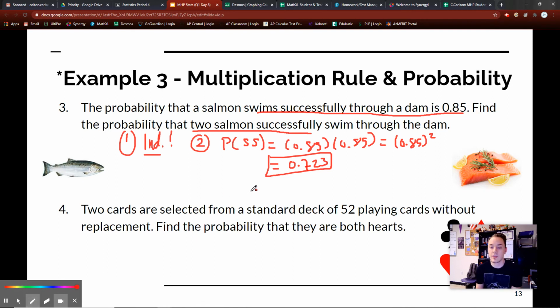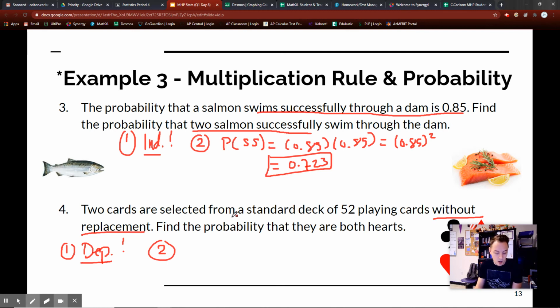Two cards are selected from a standard deck of 52 cards without replacement. So automatically when I see without replacement, that means I don't put it back. What does that mean? It means it's going to automatically be dependent because that means my total is going to change. Second step, find the probability that both of them are hearts.